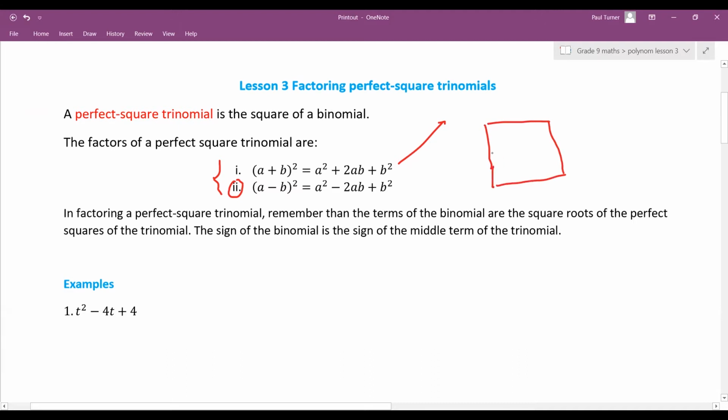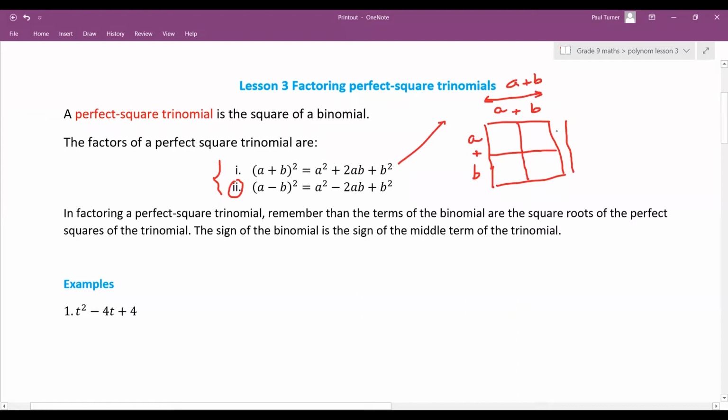Okay, so for the first one, I don't know if you've been shown this way last year, but if you have a square and we divide it into four parts, now the length of each side, so this length here is A, and this length is B. Okay, so this length here is A plus B. Now down this side, you've got A here and you have B here. Okay, we'll put a plus there.